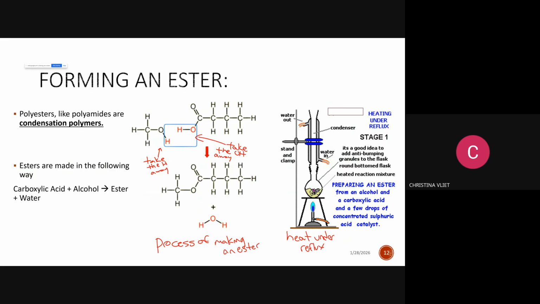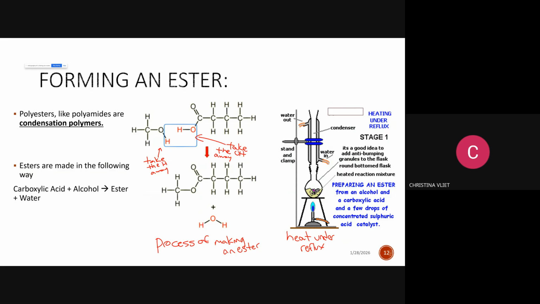Heat under reflux, that's this process. Condensers are expensive because this is a very specific glass that has water that goes on the outside, and then your chemicals go on the inside. So the water never actually touches the chemicals. It just basically is on the outside of the glass to pull the chemicals that are going through it back down.